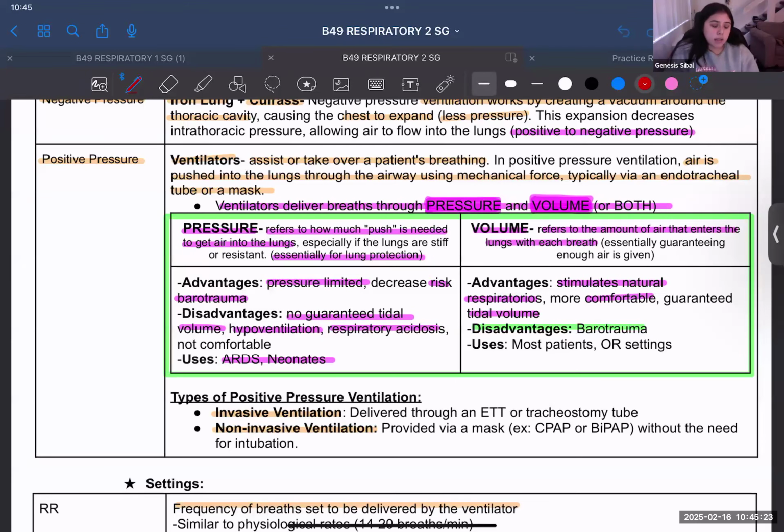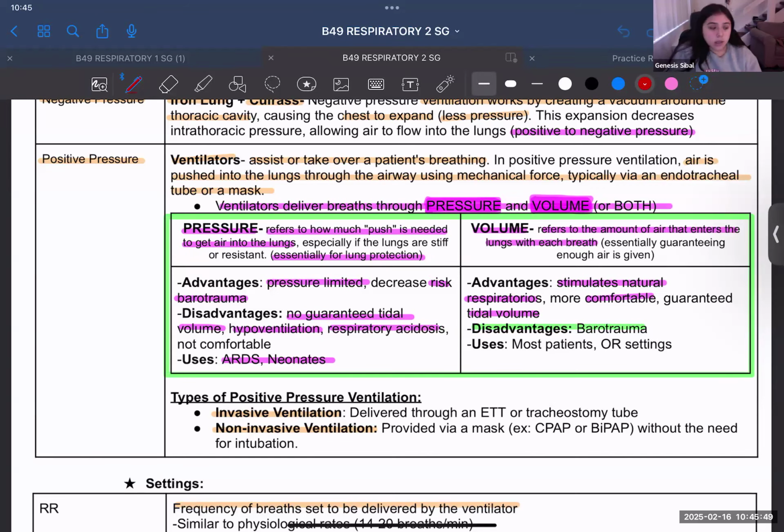So I hope that makes sense, because all I think about is pressure is the push, volume is the actual amount of air that we are giving. With that being said, for the disadvantages of volume, think about blowing up a balloon. If I'm putting more air into it, more volume into the balloon, I'm going to blow up the balloon. I'm going to blow up the lung. So it's the same exact thing.